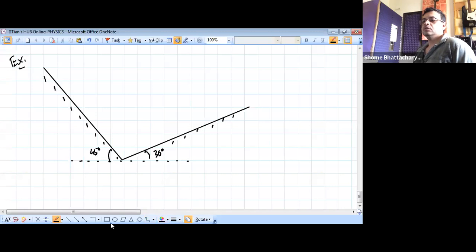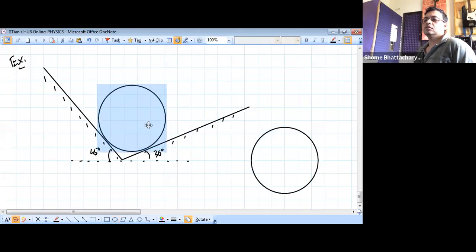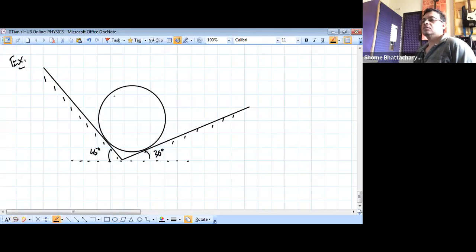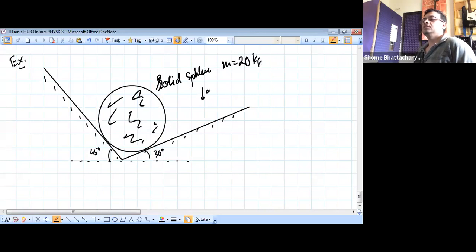And now we are having a spherical body, solid sphere kind of thing, which is resting against this combination. So this is a solid sphere. Mass 20 kgs. Take g as 10 meters per second square, and these are two smooth inclined planes.